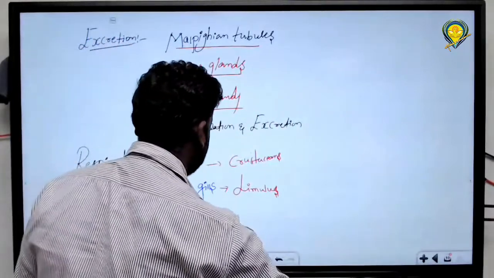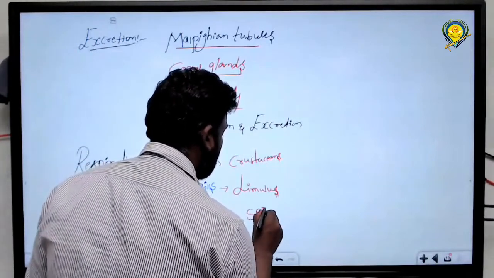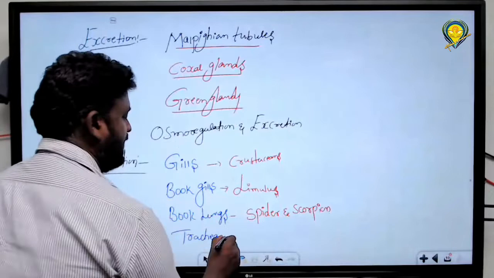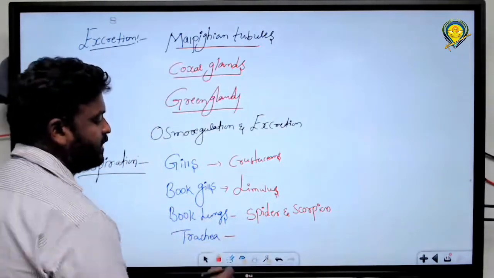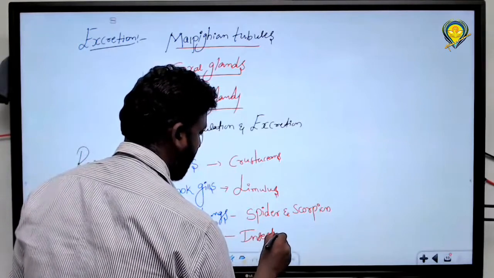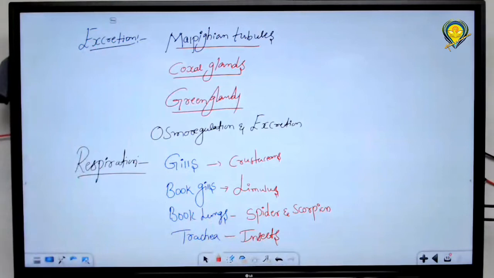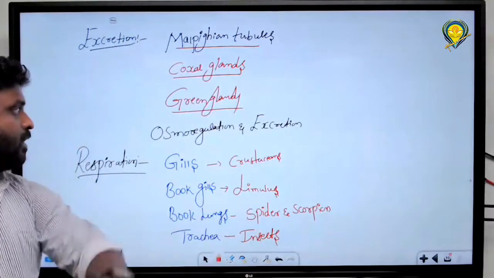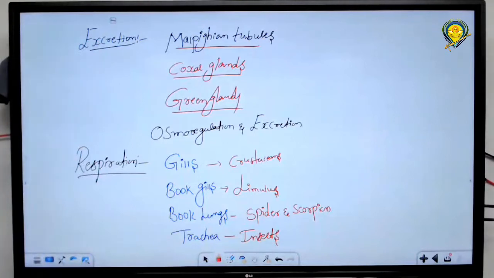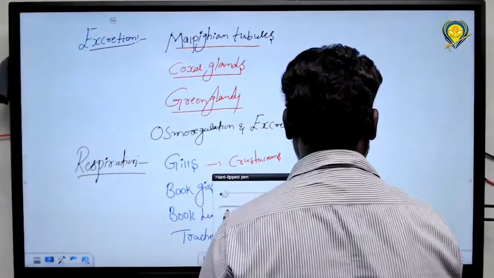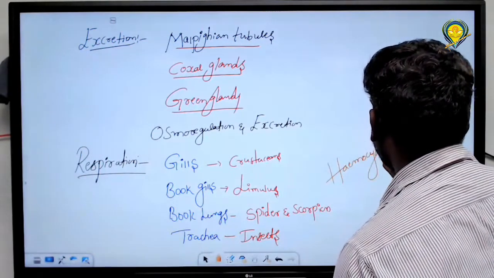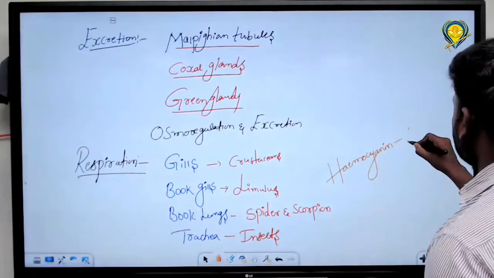And next one, here also the same, book lungs. We can see them in spiders as well as scorpions. Trachea is definitely present in terrestrial animals, the insects, like cockroaches or houseflies, even honeybees or whatever insects there are. Hemocyanin is the respiratory pigment, with blue colored blood.